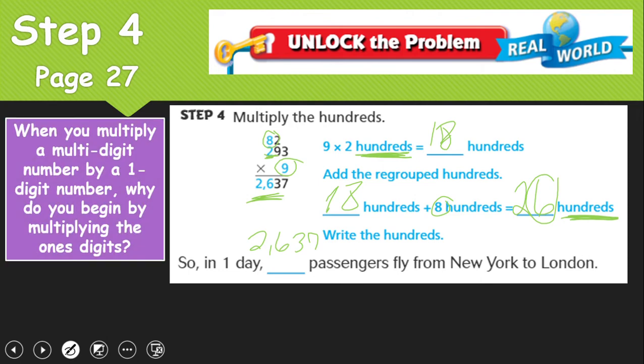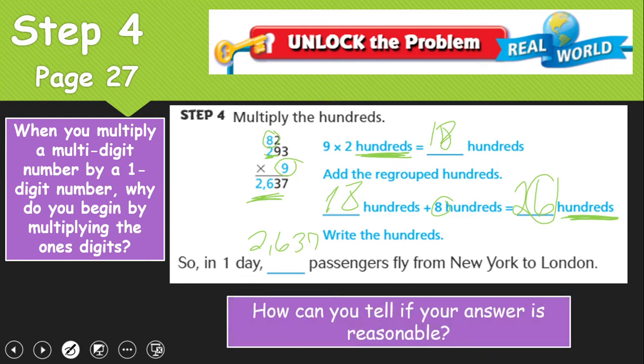When you multiply a multi-digit number by a one-digit number, why do you begin by multiplying the ones digit? Why do we start in the ones digit? Because it's important that we start in the least place value, because the one we need to regroup, as you saw, we did a lot of regrouping, the 2 tens, the 800s. So it's important we start in the smallest place value, or the least place value, which is the ones place.